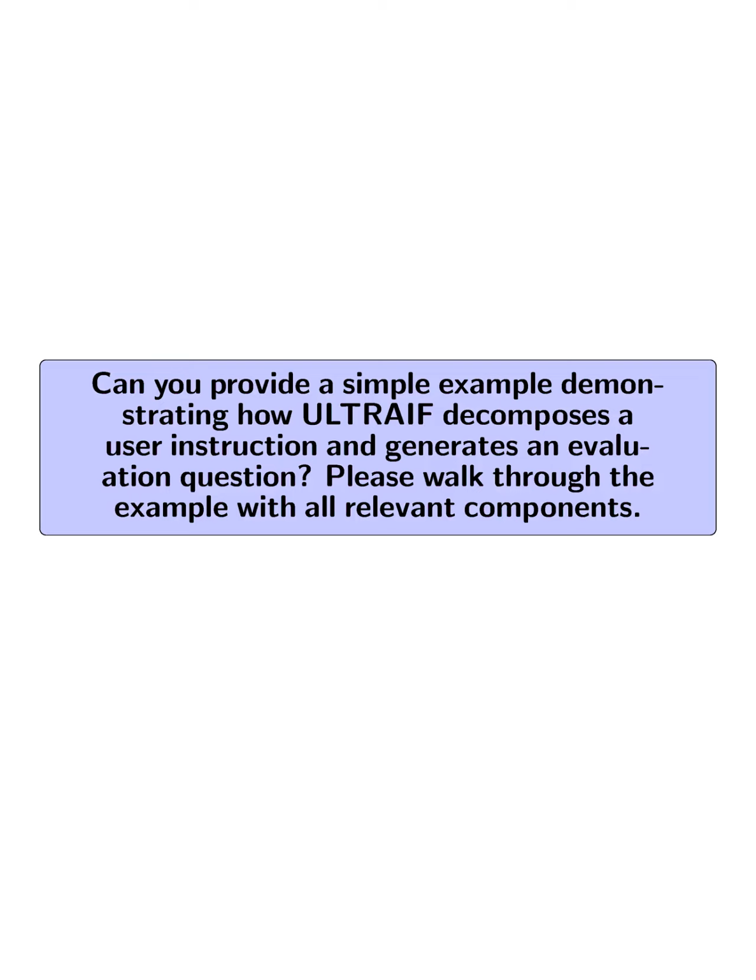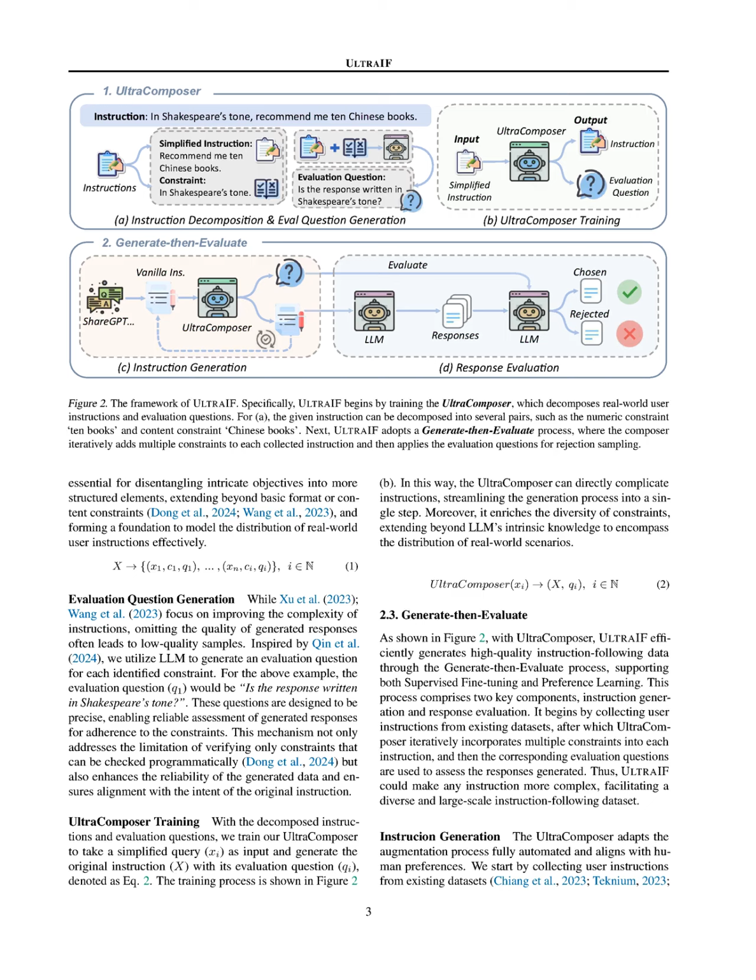Can you provide a simple example demonstrating how ULTRAIF decomposes a user instruction and generates an evaluation question? Please walk through the example with all relevant components. Certainly. For instance, consider the user instruction: In Shakespeare's tone, recommend me 10 Chinese books. ULTRAIF decomposes this instruction into two components. A simplified instruction, X_1, which is recommend me 10 Chinese books, and a constraint, C_1, which is in Shakespeare's tone.